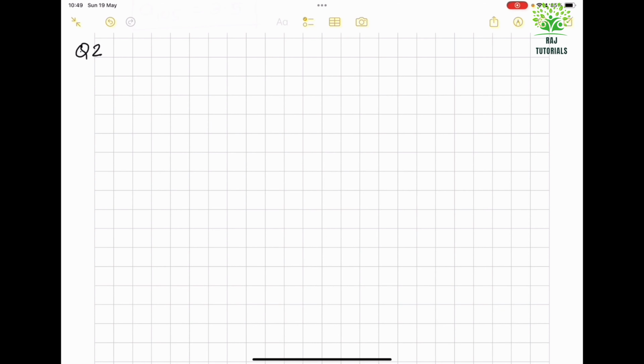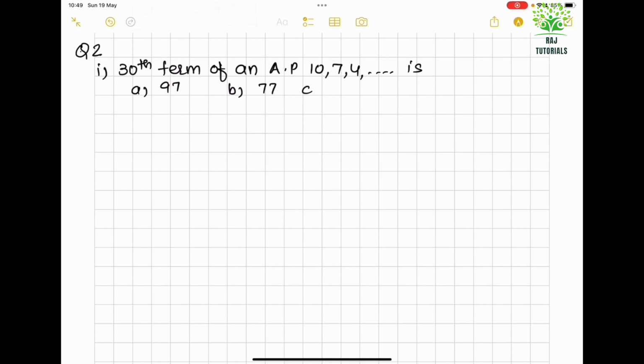Choose the correct choice in the following and justify. The first one is the 30th term of an AP 10, 7, 4, dot dot. Option A is 97, B option is 77, C option is minus 77, D option is minus 80.